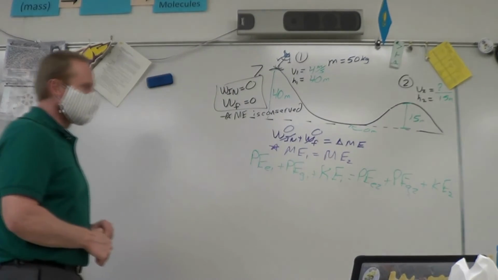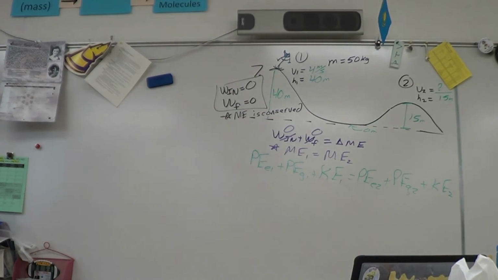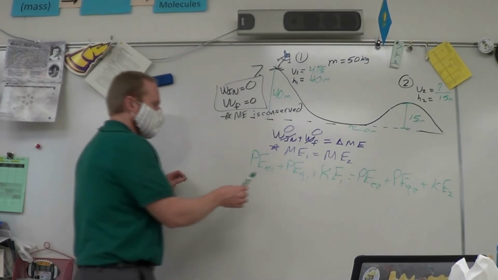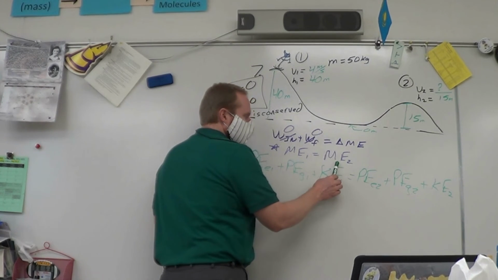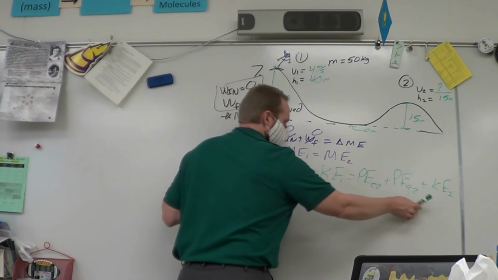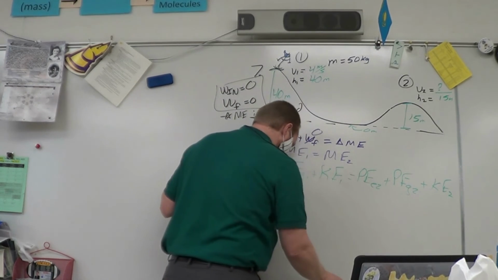So that's what ME1 equals ME2 looks like in the fully expanded form. ME is the combination of PEE plus PEG plus KE. And at location 1, we add a 1 next to each one. Mechanical energy at location 2 is this plus this plus this. At location 2 it's 2 and 2.